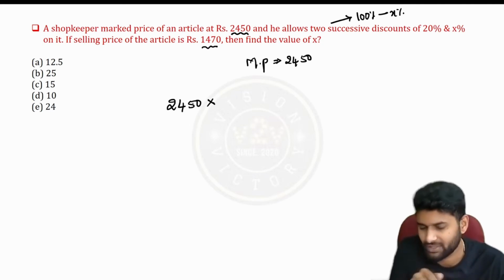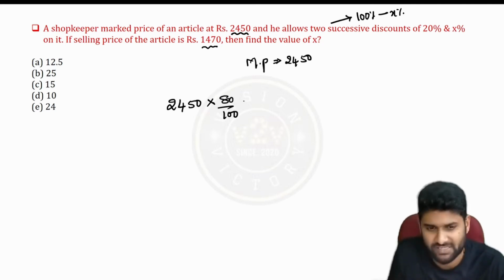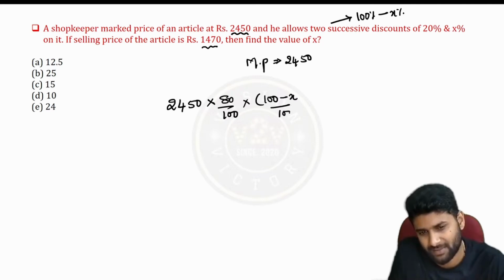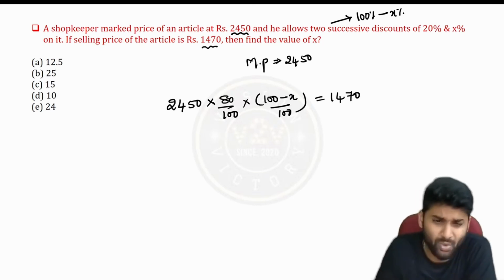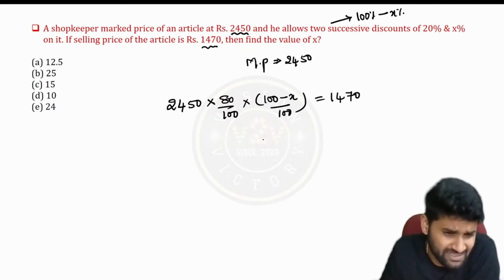Guys, if you are getting a 20% discount, it means you have to pay 80%, right? That is the first discount. Again, another discount of x percentage means again the value is 100 minus x divided by 100. Now finally you are paying only 1470 rupees. Now the question: what is the value of x? Hope it's clear. Just go through the cancellation here.